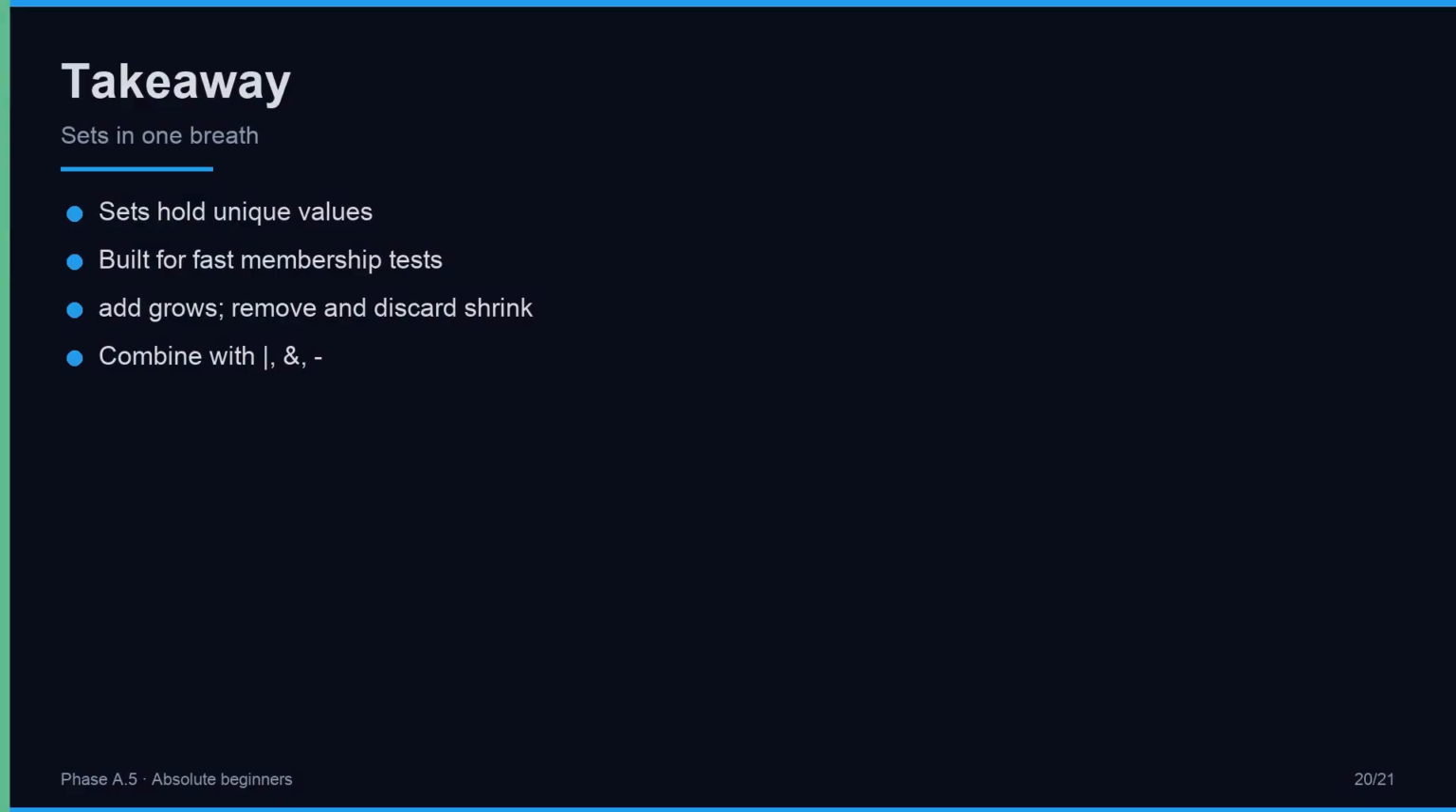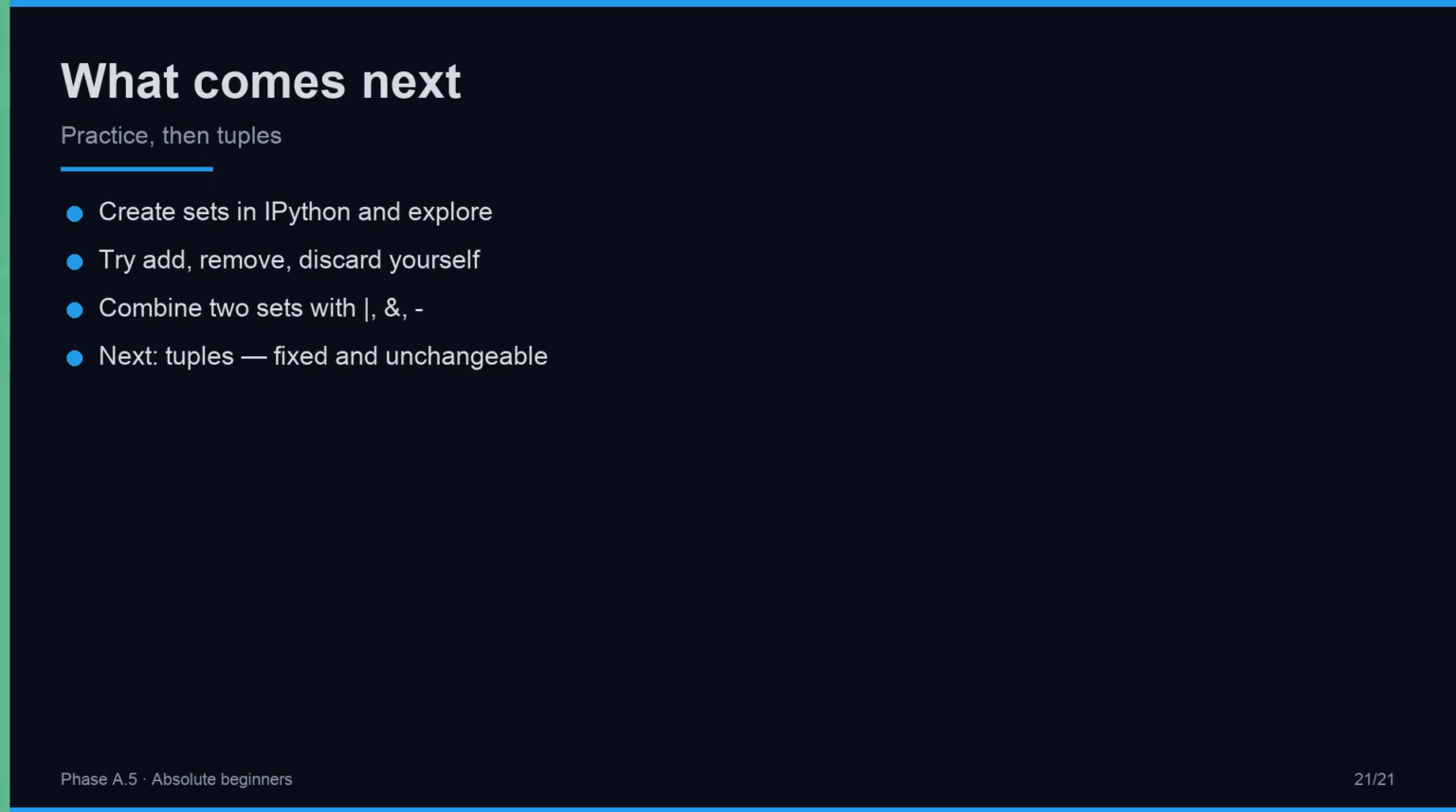Here is the lesson in one breath. Sets hold unique values, duplicates disappear automatically. They are built for fast membership testing, value in set answers in constant time. You grow them with add and shrink them with remove or discard, discard for safety, remove for strictness. And you combine them with 3 operators, pipe for union, ampersand for intersection, minus for difference. Whenever your problem is about belonging or uniqueness, a set is almost always the right choice. Sets in one breath.